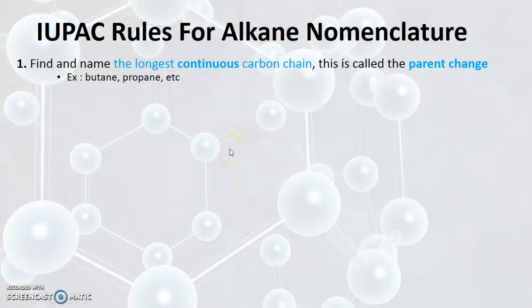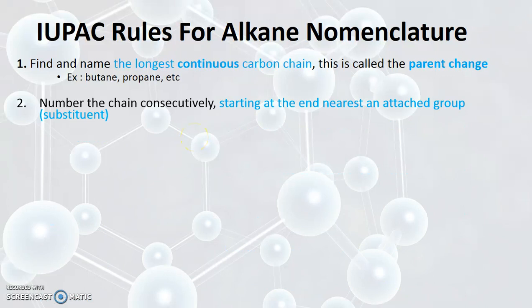So here are my IUPAC rules for alkane nomenclature. This is more or less a step-by-step process you could follow to name a molecule. We'll write down the steps and then look at them in an example. The first thing you need to do is find and name the longest continuous carbon chain. We call this the parent chain, and we name it according to however many carbons it has, with an ane ending. So if I had six carbons, it would be hexane.